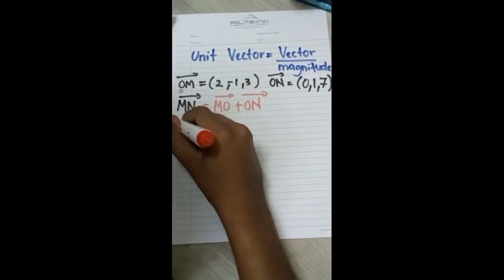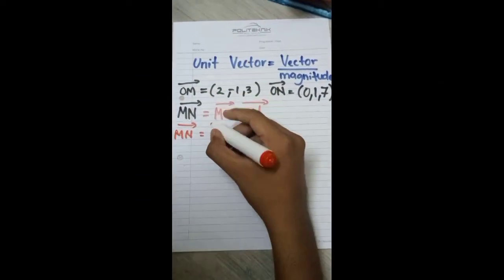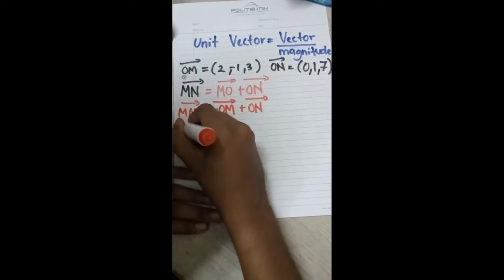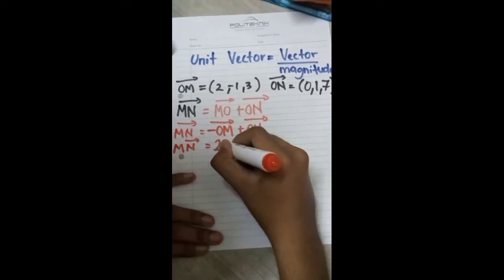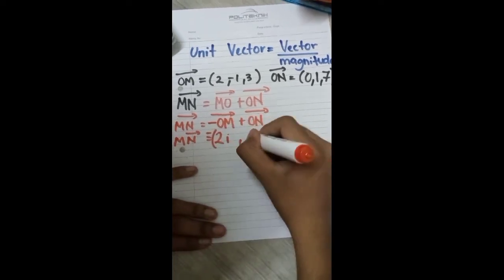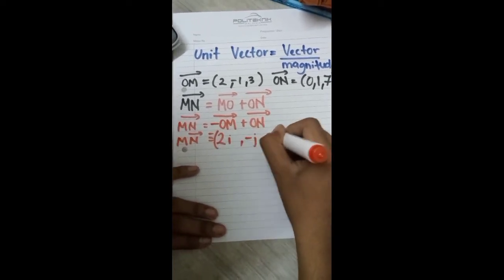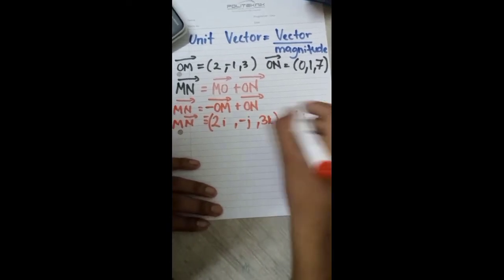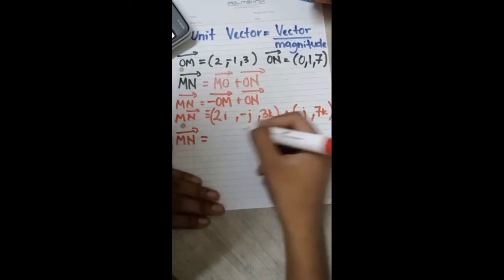So we go to the next question. The next question is about the unit vector. What is a unit vector? A unit vector is a vector divided by the magnitude of the vector. We can see that OM is 2, -1 and 3. ON is 0, 1 and 7. The question asks us to find the unit vector MN. MN is equal to MO plus ON, but we need to remember that MO should be negative. So MN is equal to negative OM plus ON.